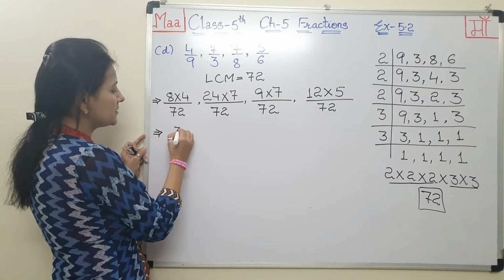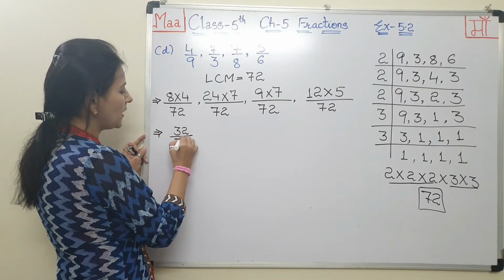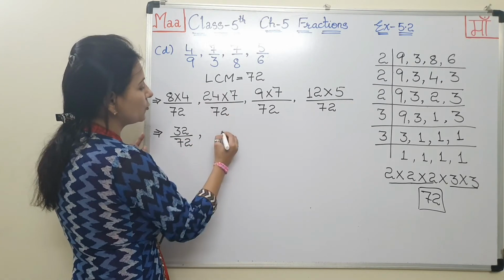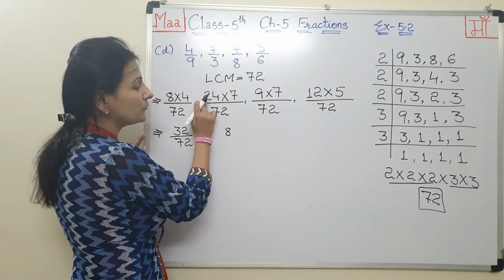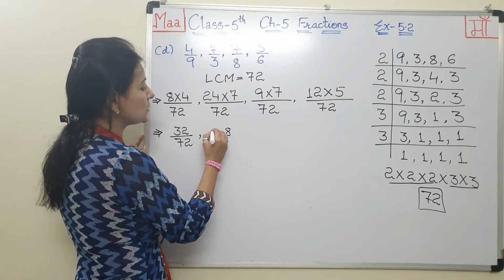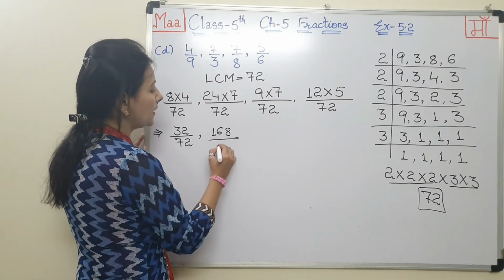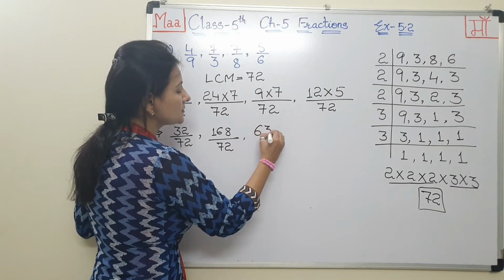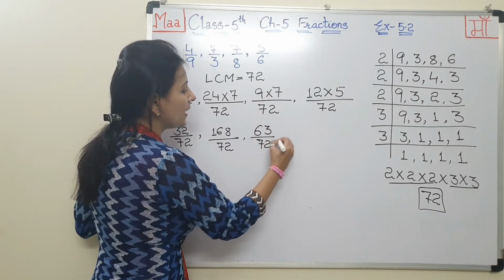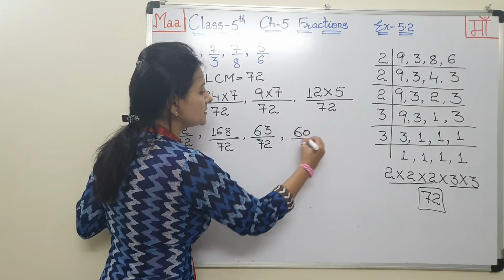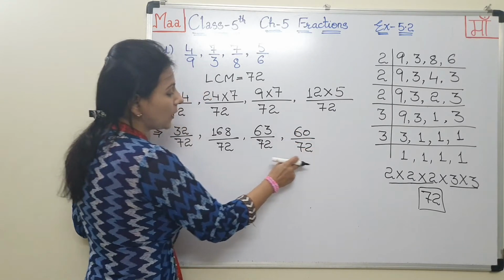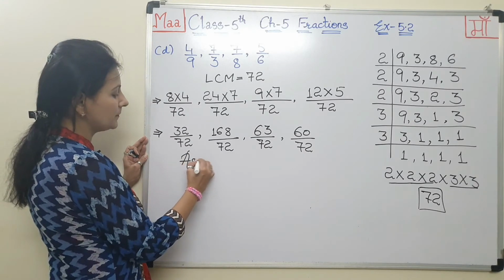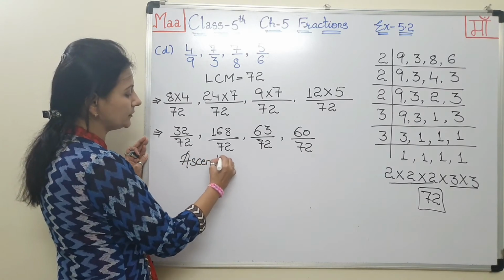So 8 4s is equal to 32 upon 72. Then 24 into 7. So 7 4s is 28, 7 2s are 14 plus 2 is equal to 16 upon 72. Then 9 7s are 63 upon 72. And 12 5s is 60 upon 72. Now the denominators are same, so we can arrange it into ascending order.